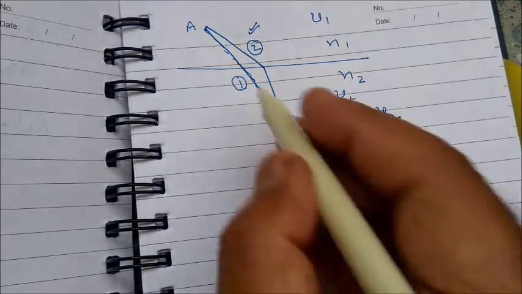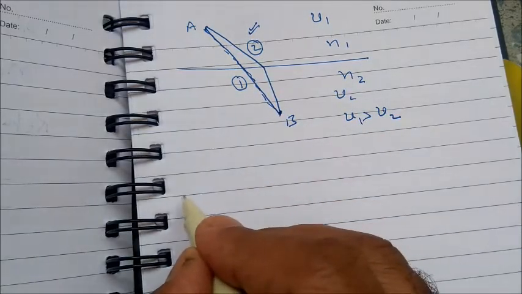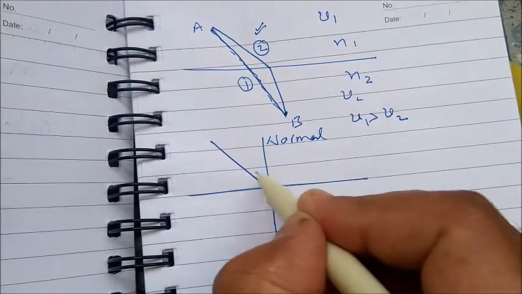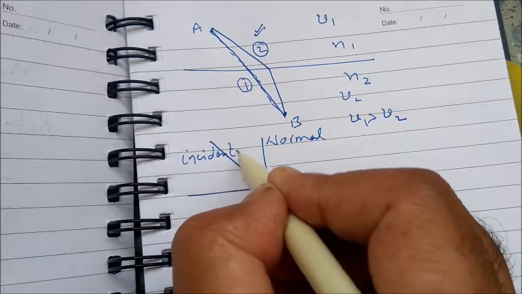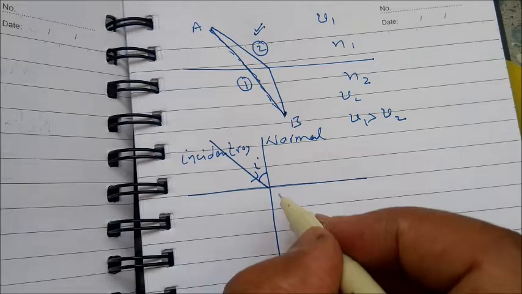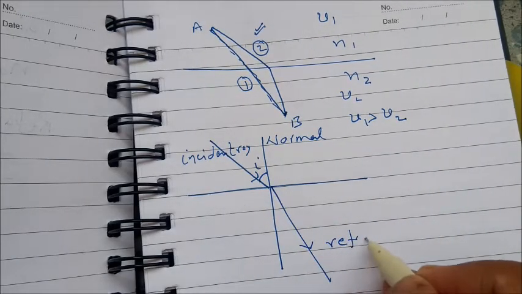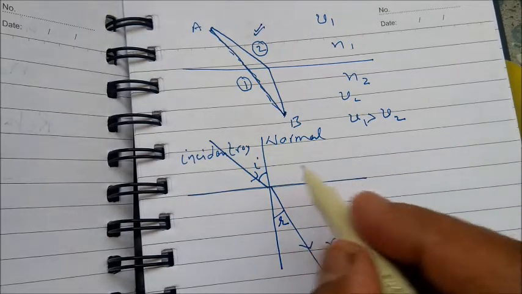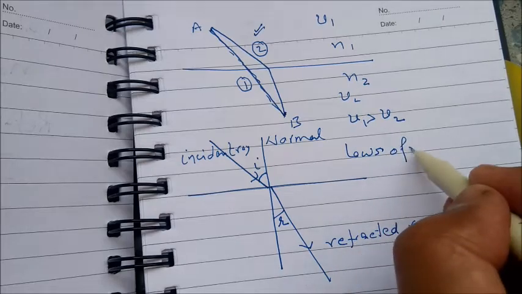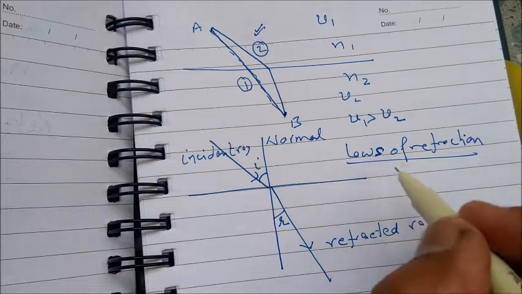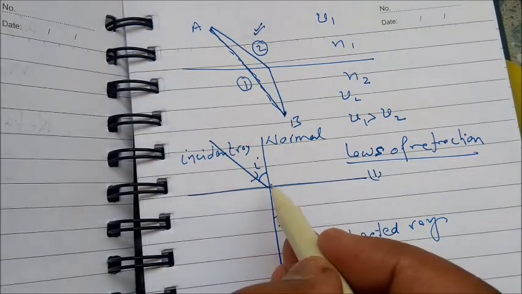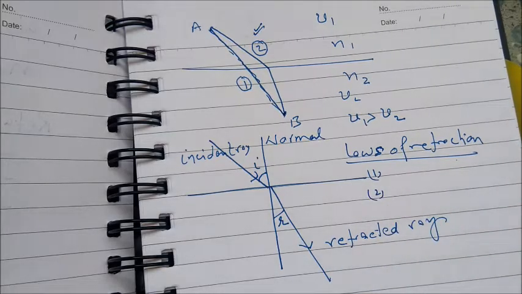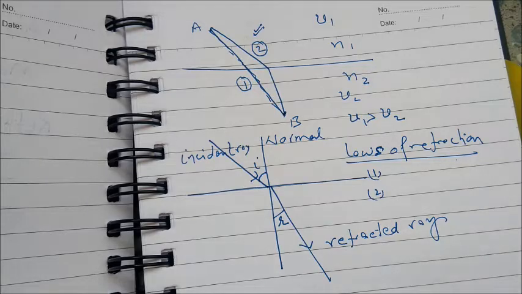And there are again definite laws relating the angle of incidence and angle of refraction. This is the normal. Incident ray. This is the angle of incidence. This is the refracted ray, and this is the angle of refraction. Laws of refraction. First one, it says that the incident ray, normal and refracted ray all lie in the same plane, just like the law of reflection. And the second one is also called Snell's law.